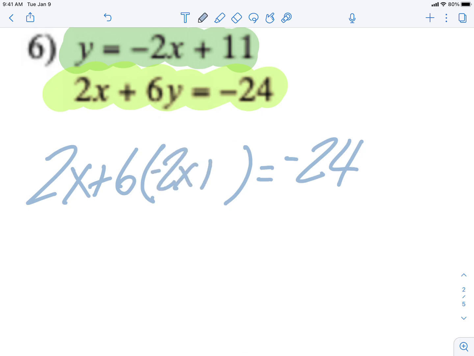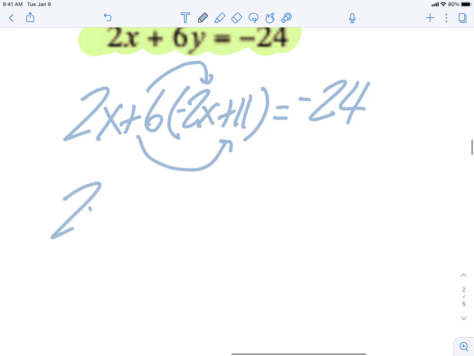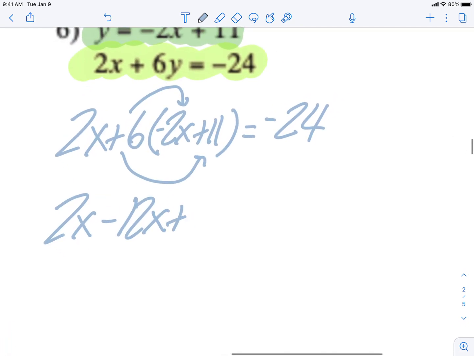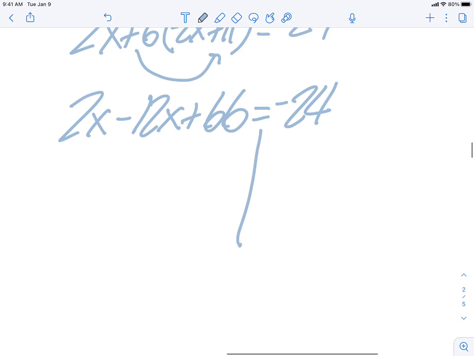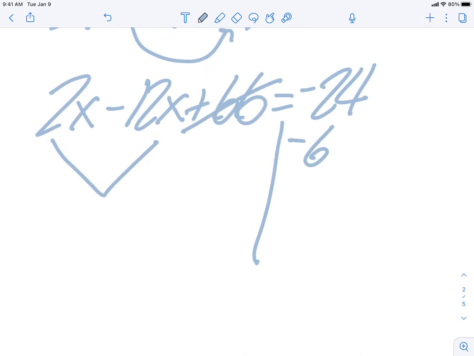Negative 2x plus 11. So I distribute 6 to negative 2, 6 to 11. I get 2x minus 12x, right? 6 times negative 2. 6 times 11 is 66, is equal to negative 24. 2x and negative 12x are like terms, excuse me. I'm going to move 66 over as negative 66. Right? 2x and negative 12x are not the same sign, so I got to subtract those dudes, and I'm going to get negative 10x.